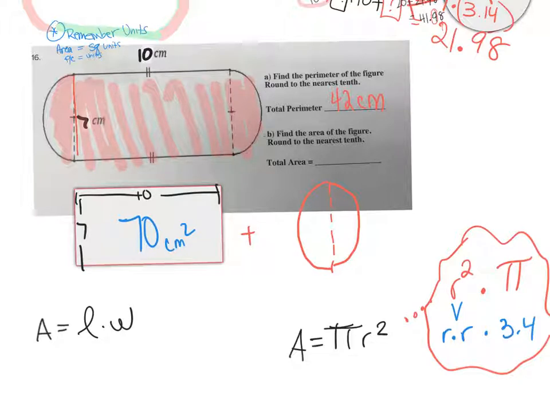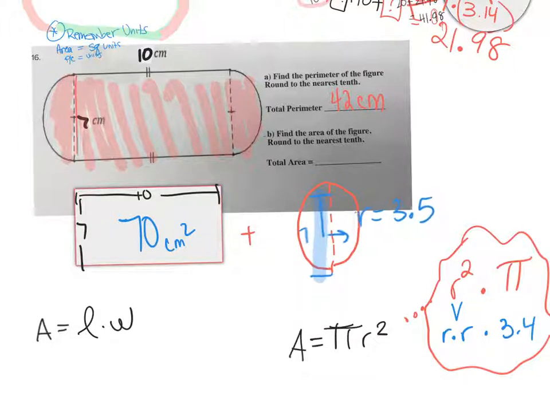I know that this distance here is 7. So this distance is 7, or 3.5. The full diameter is 7, so the radius is half of that, which is 3.5. And again, you have a calculator. You could do 7 divided by 2. The radius is 3.5.